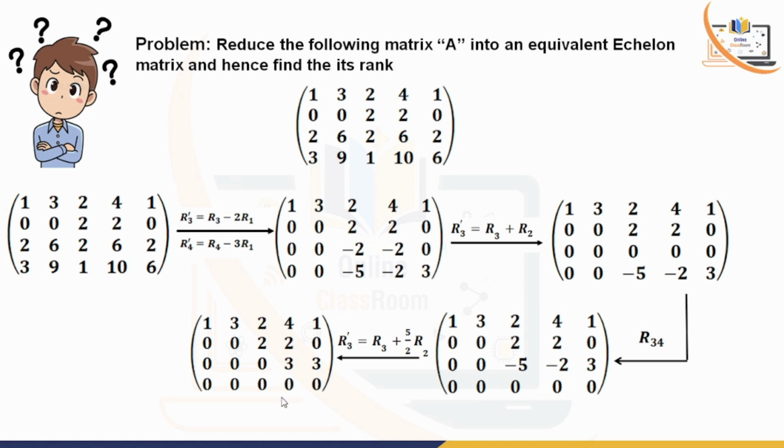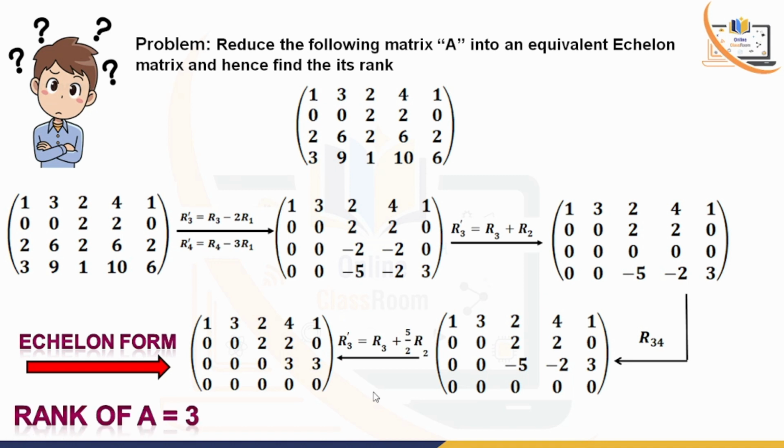Now in this matrix, if we focus on the downward position, the number of leading 0s is increasing. Here it is 2, 3 and 5. So this is the required echelon form of this matrix. And in this matrix, we observe that there are 3 non-zero rows. That means the rank of this matrix will be 3. So that is the usefulness of this echelon form.